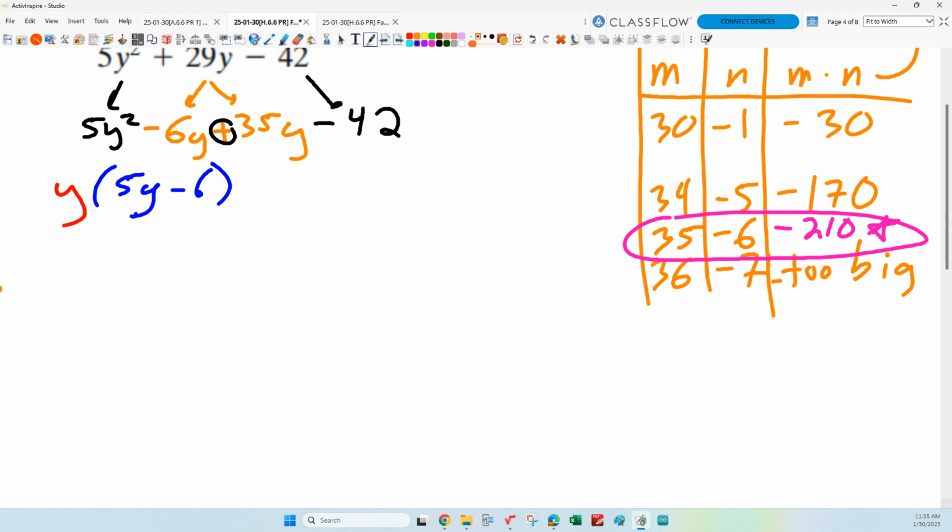5y minus 6 plus, where do I build the second group? How do I build the second group? Good. The first thing I'm always going to do, remember, is I'm going to start with the leftover and then determine the GCF. Well, what would it have to be? Yeah, it'd have to be positive 7. Good. And so what do we get for our answer?